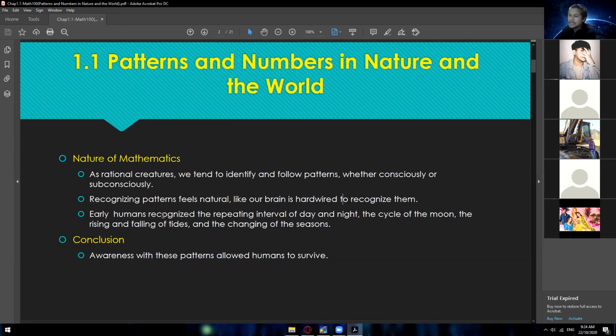Okay? So, early humans recognized the repeating interval of day and night. So, that is one pattern that our ancestors found out.